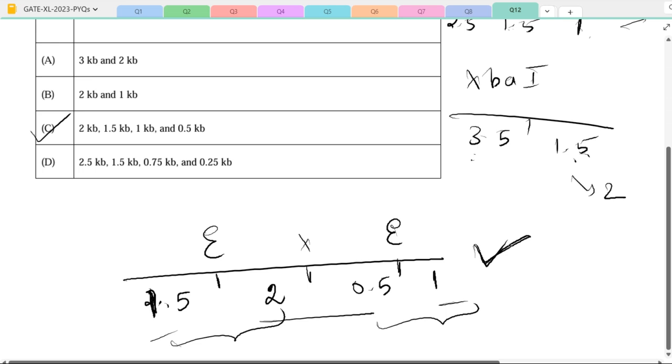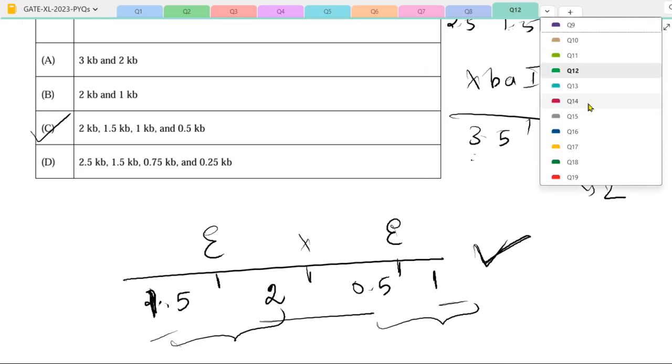So you just have to do this trial and error method and figure out which one is matching and which one also matches with the given options, and you don't have to worry about the other options also being correct. This is the correct option. Okay, so that's how you do it. Okay, moving on to the next question.